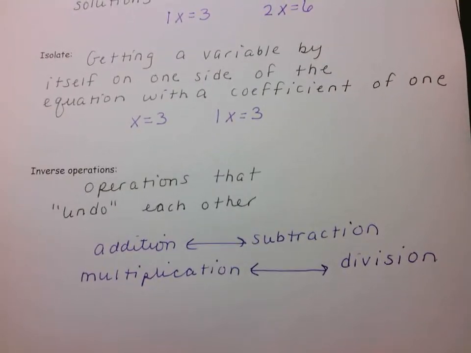We use inverse operations. And what exactly is an inverse operation? That's an operation that undoes another operation. So for example, addition undoes subtraction, and multiplication undoes division.